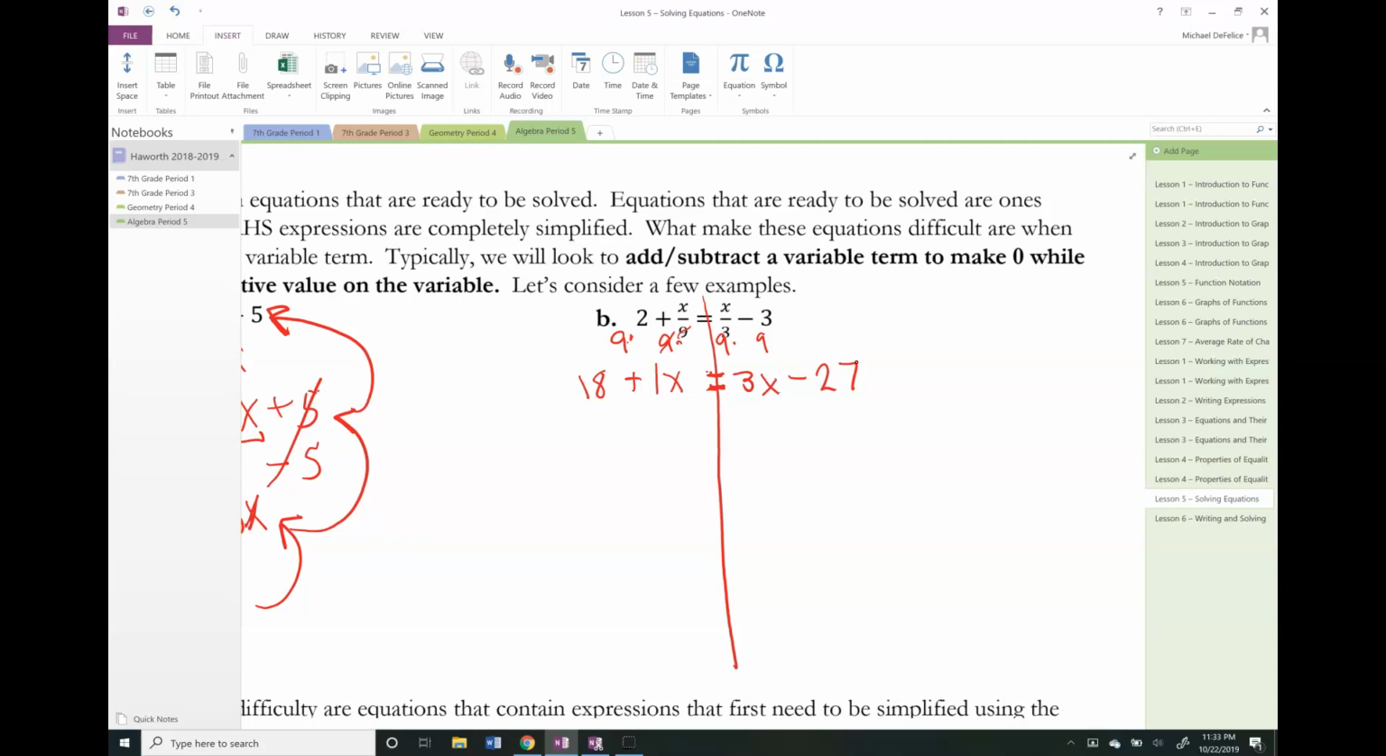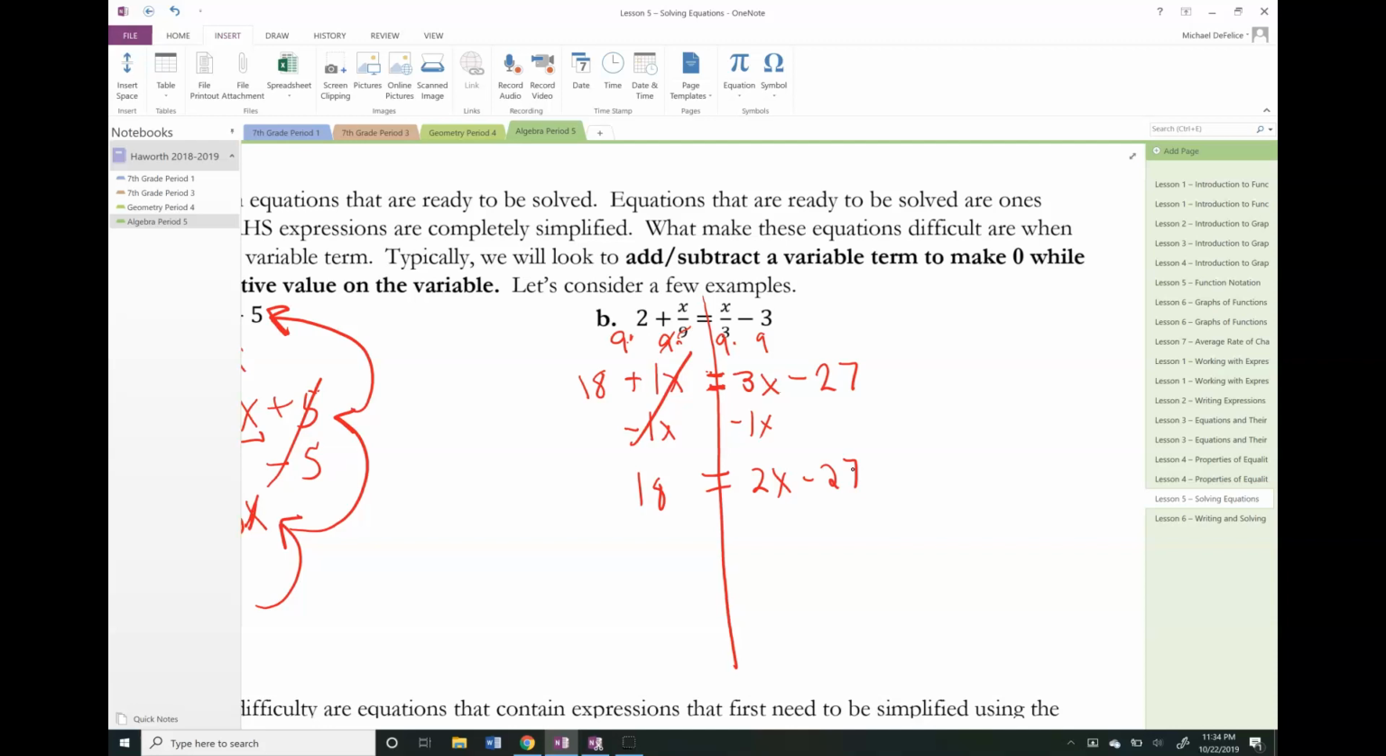And the next thing I'm going to do is I'm going to try to get the variables to be just on one side. So I really have 2 options. I can either subtract 1x from both sides, or I can subtract 3x from both sides. But one choice is going to be better. As you'll see, if I subtract 1x on both sides, the nice thing about that is my variable term is going to stay positive. Okay, so I'm at this new equation, 18 equals 2x minus 27.